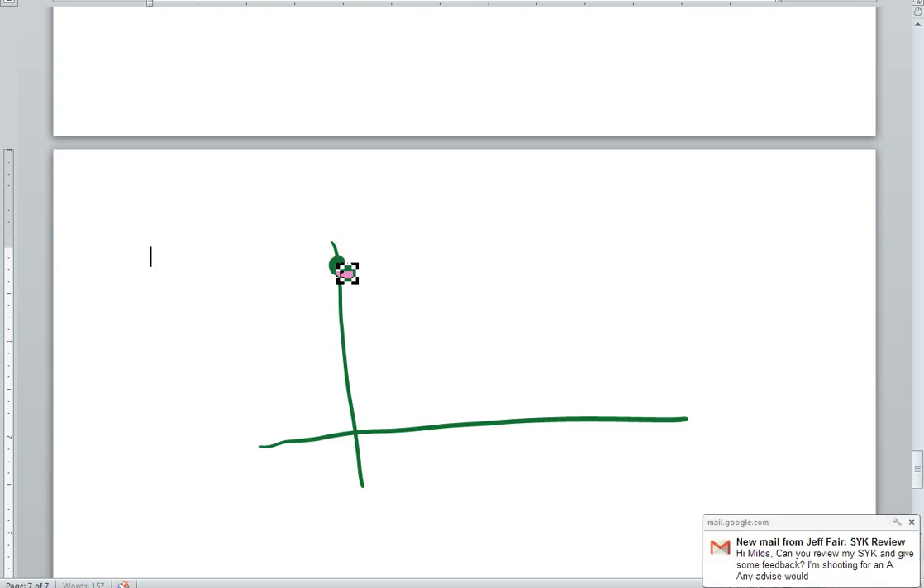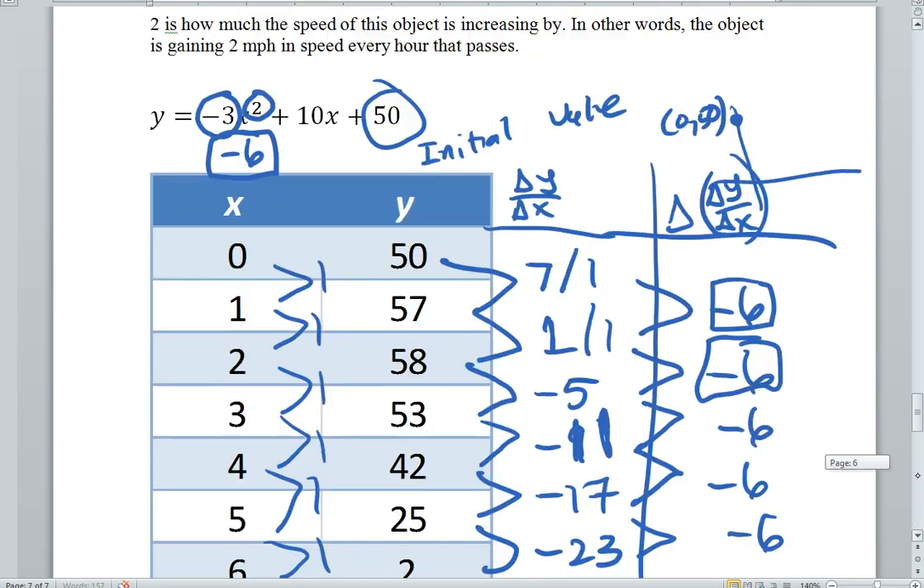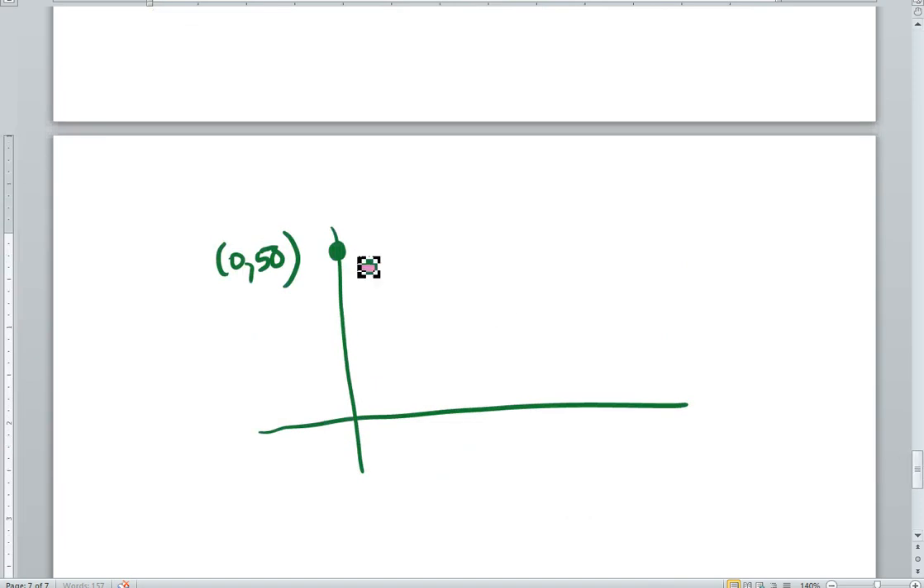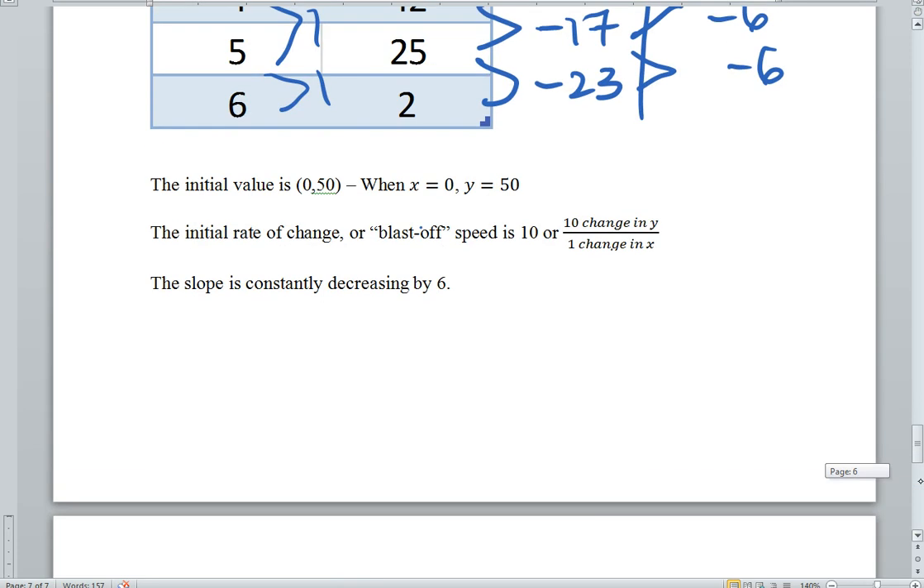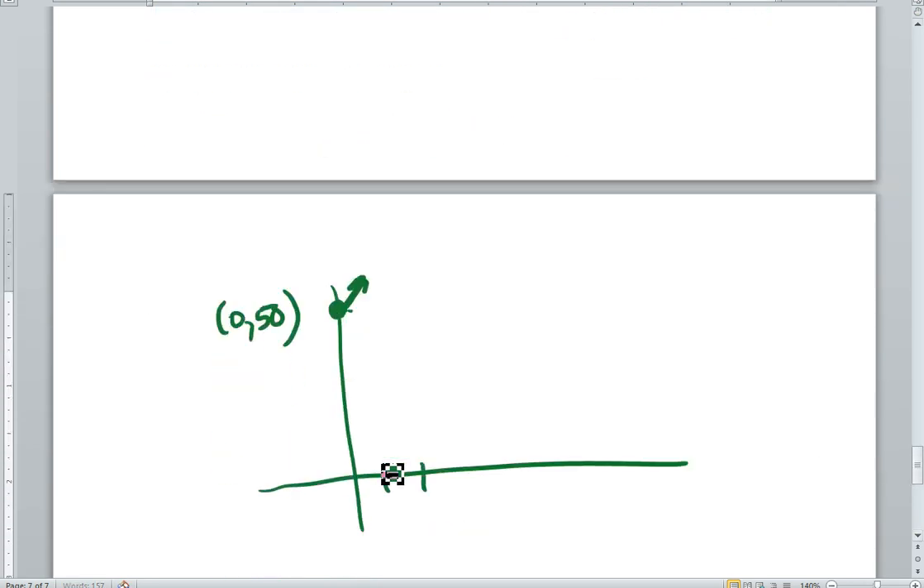I know that my initial value is the point (0, 50), so I can plot that. Well, what else do I know? I know that my initial rate of change is 10. So in other words, I kind of have a blast-off speed of 10. So I know that that's at least telling me it's increasing. Well, now my slope is decreasing by 6 units for every time I increase the input by 1.